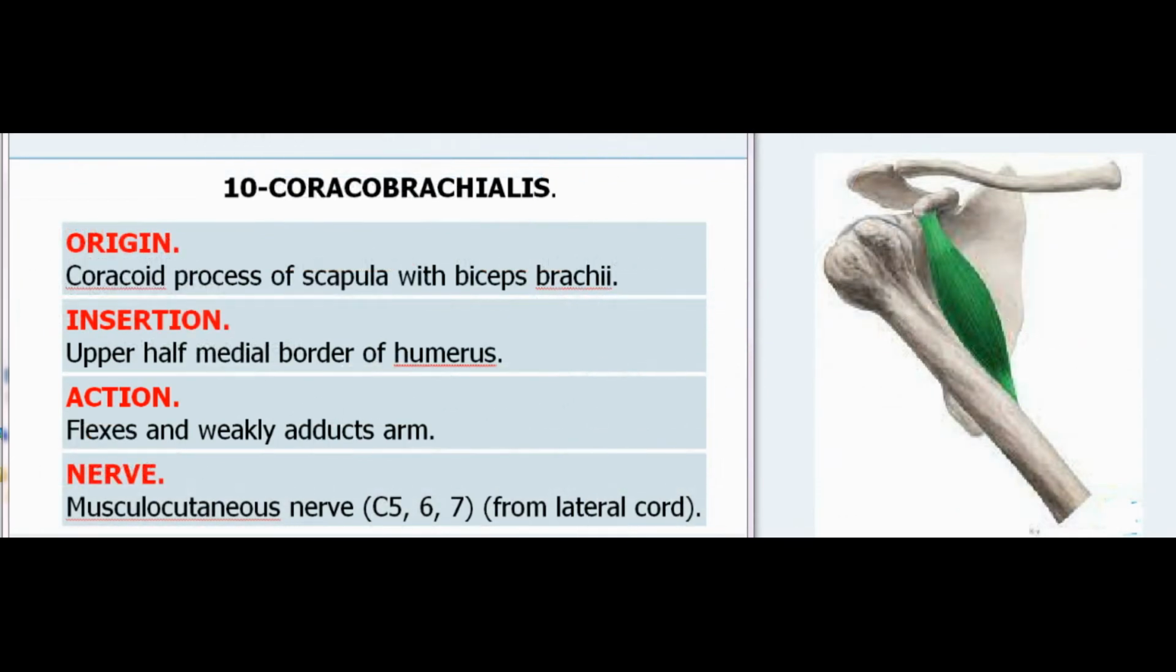10. Coracobrachialis. Origin: coracoid process of scapula with biceps brachii. Insertion: upper half medial border of humerus. Action: flexes and weakly adducts arm. Nerve: musculocutaneous nerve, C5, 6, 7, from lateral cord.